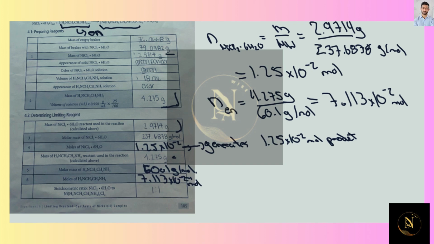So this quantity is going to be able to generate, according to our stoichiometric relationship, we're going to have a 3-to-1 relation. So 1 mole of product, the product being the complex, is going to require 3 mole of ethylene diamine. So the quantity that we have needs to be divided by 3, which is going to be 2.37 times 10 to the minus 2 mole of the product.